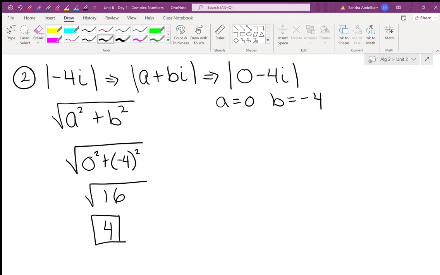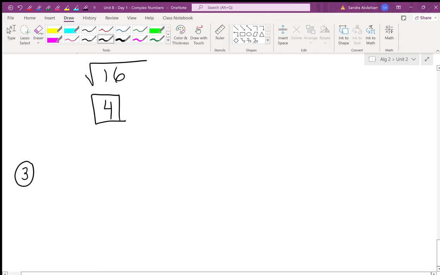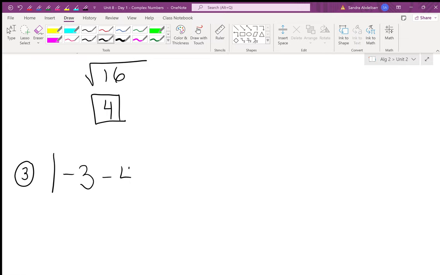All right, you all try this one on your own. I want you to find the absolute value of negative 3 minus 4i. Matt? No, so remember, distance is always positive.